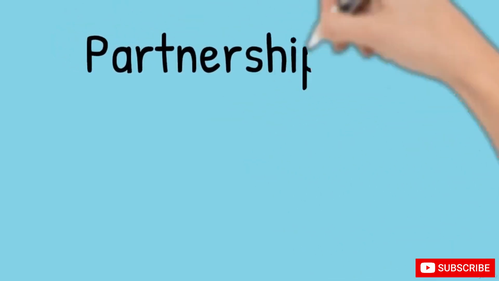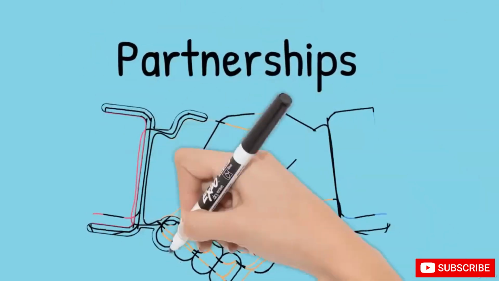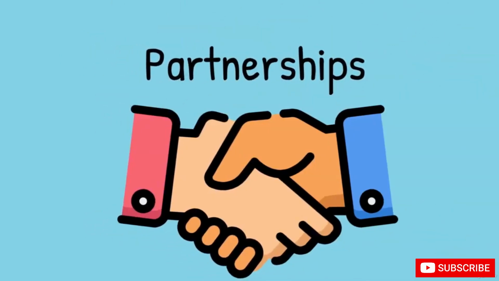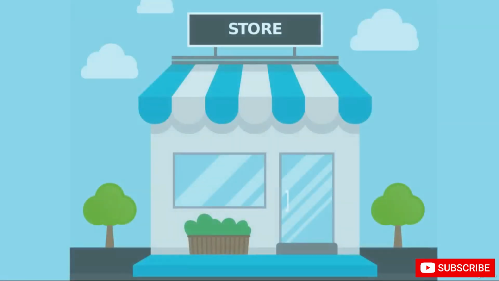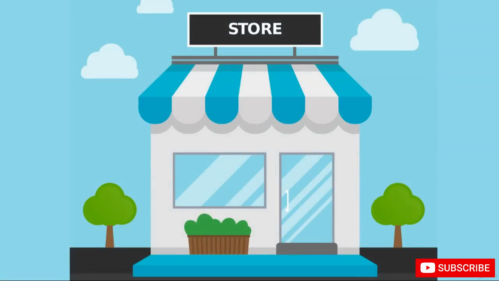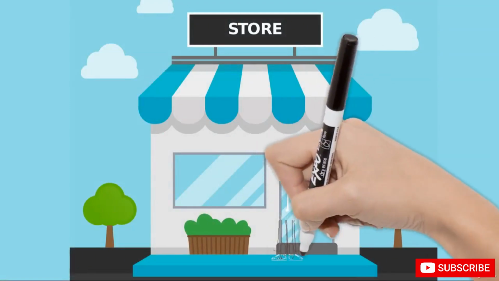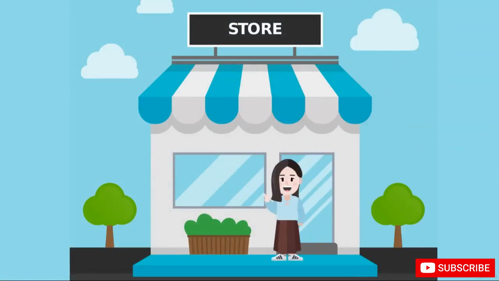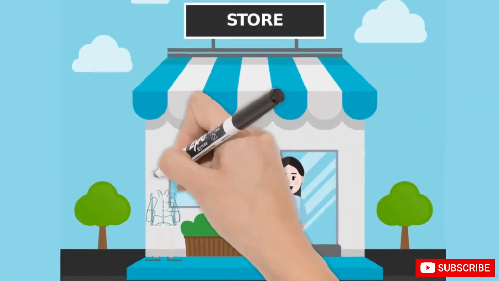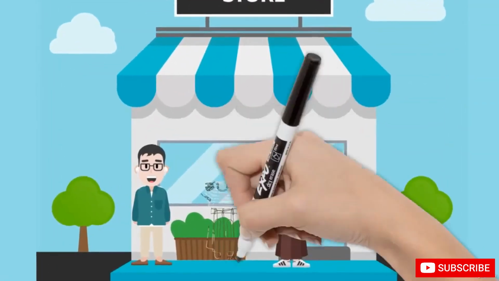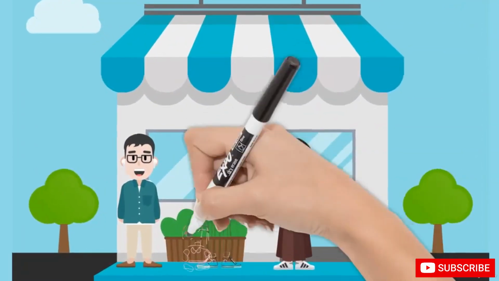Partnerships. A business partnership is established and run by 2 or more individuals. The individuals are partners and are co-owners of the business. There are actually several different types of business partnerships. The most common is a general partnership because it's the easiest and least expensive to form.